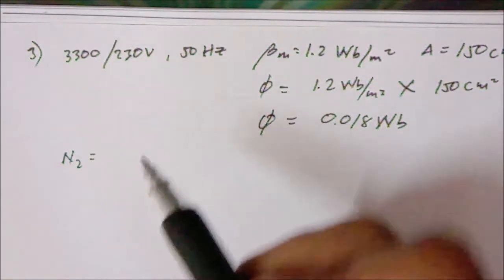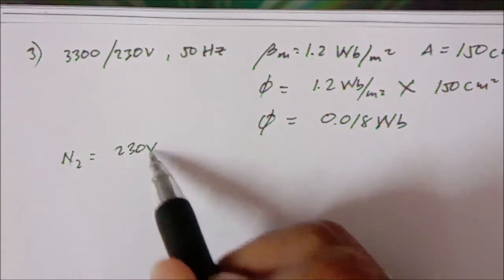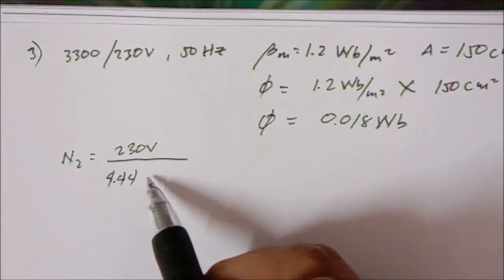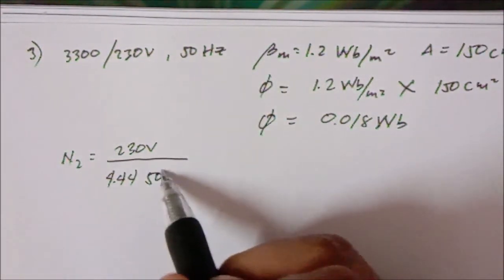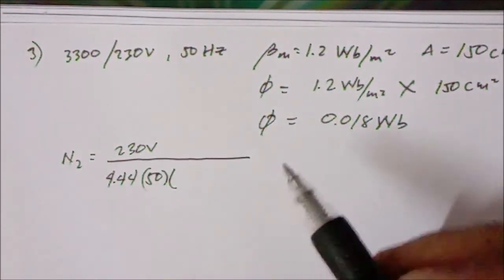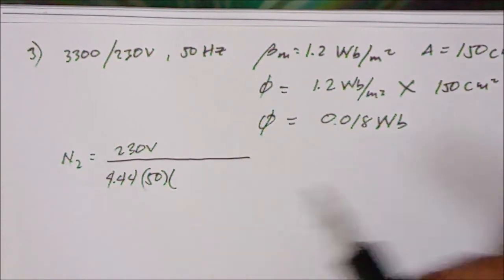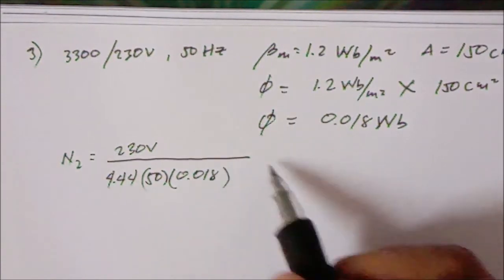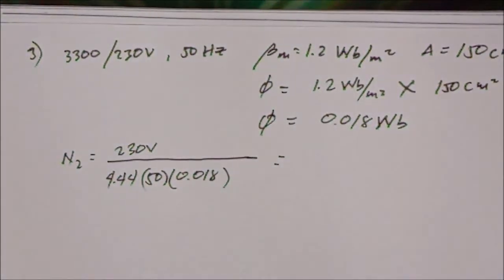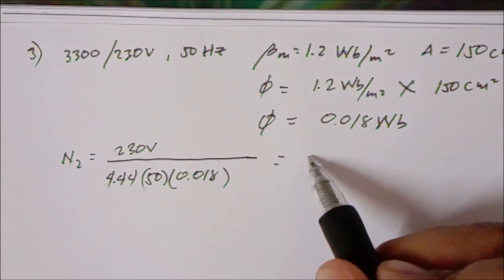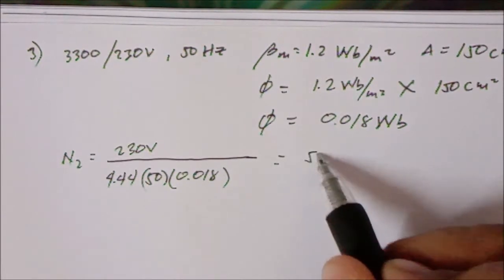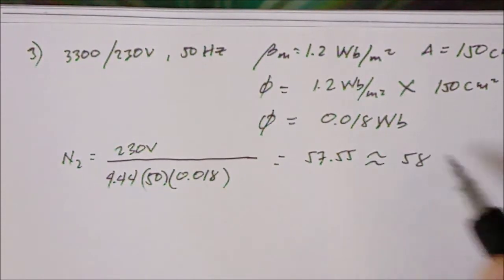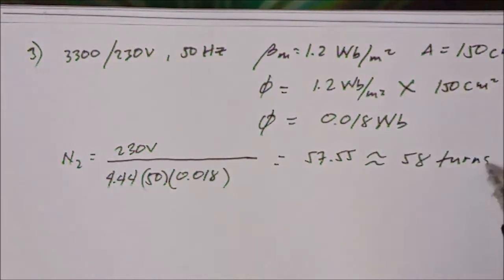N2 is equivalent to 230 volts all over 4.44 times, ano yung hertz natin? 50 times, ano yung ating flux? 0.018. Yan. So, makokompute natin si N2 as approximately 57.55. So, even dapat to 58 number of turns.